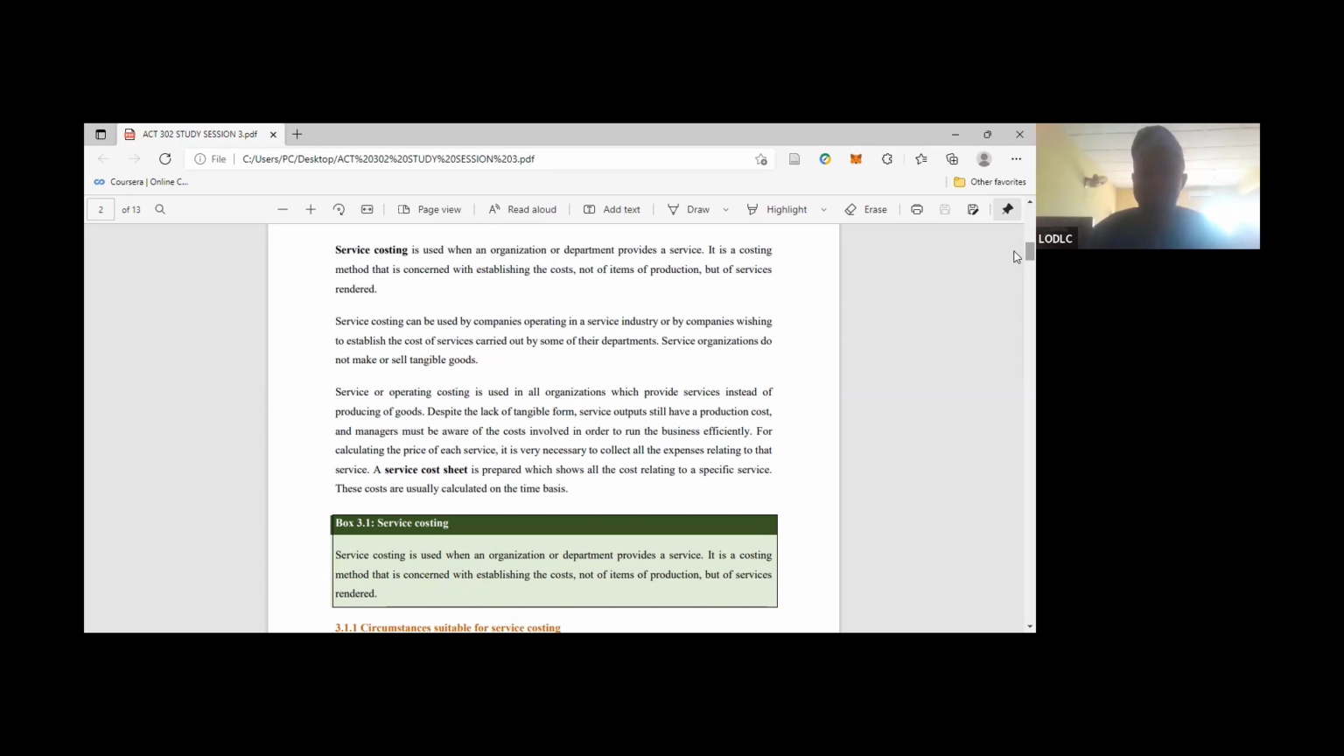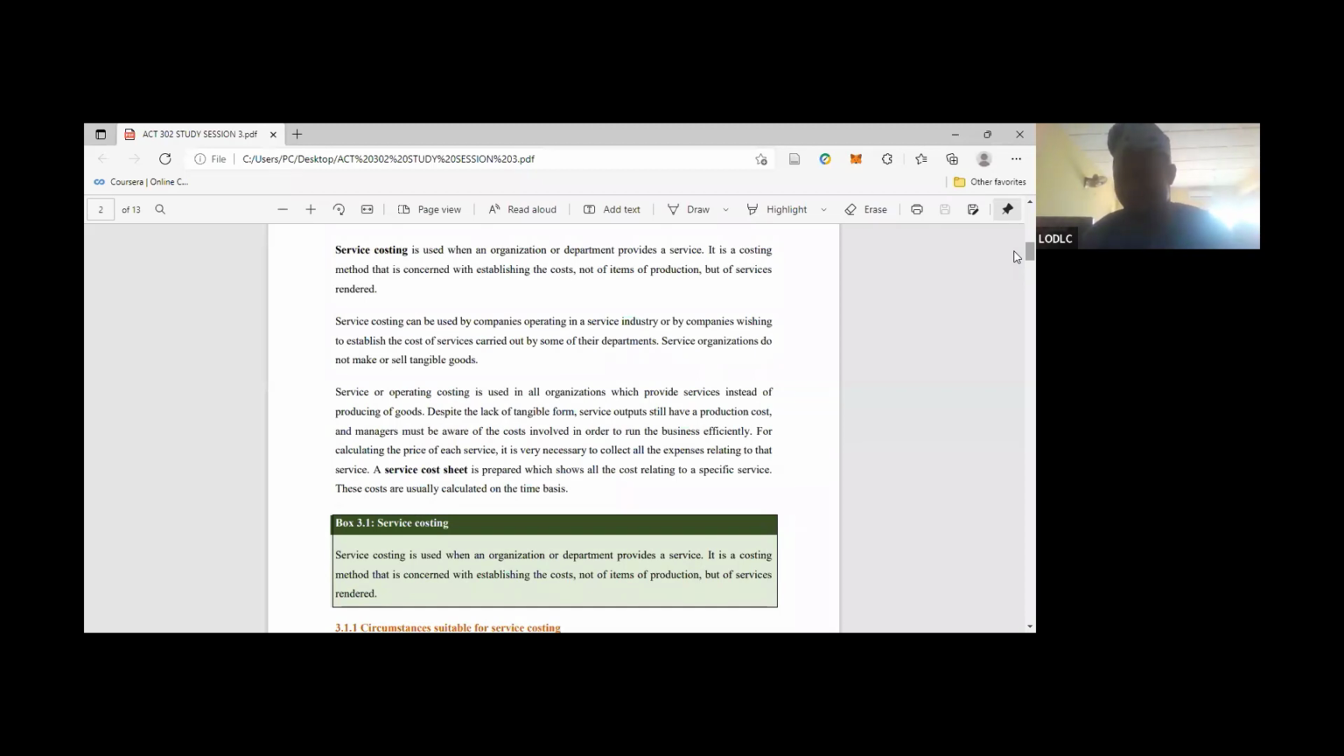For calculating the price of each service, it is very necessary to collect all the expenses related to that service. So every expense associated with that service, let's take for instance what we are doing here, is a form of service, because what I'm teaching you here is intangible. It's not a tangible product. Do you understand? Every expense associated with this particular teaching has to be what? Calculated. The price for each service, for every expense associated with it, has to be calculated.